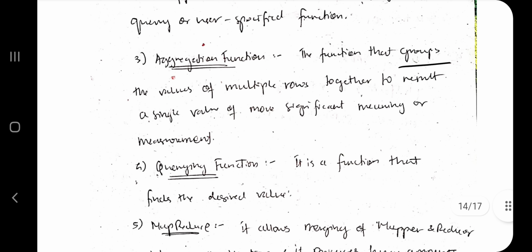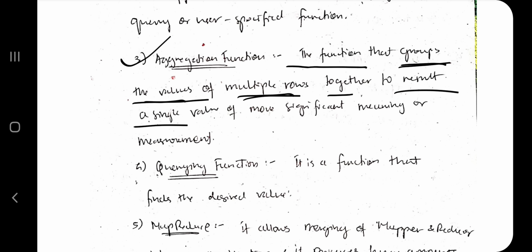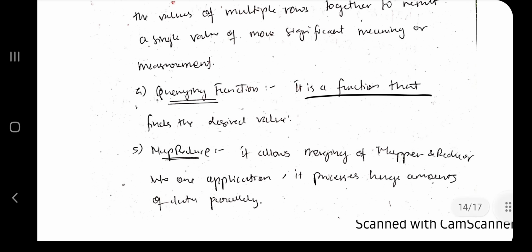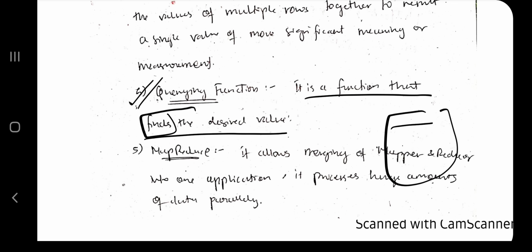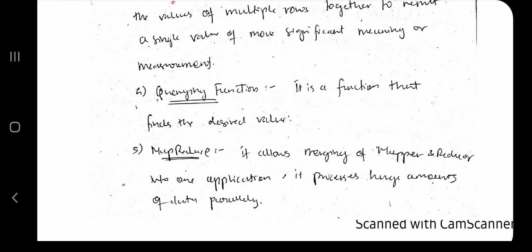Aggregation means grouping the values of multiple rows. This is what you have to write. It is a function that groups the values of multiple rows together to result in a single value of more significant meaning or measurement. Querying functions: it is a function that finds the desired value. This is what you have to write. It is a function that does what? Finds the desired value. Suppose that there is a database here, you have to find some desired value. You will be searching that value here and you will be getting it.